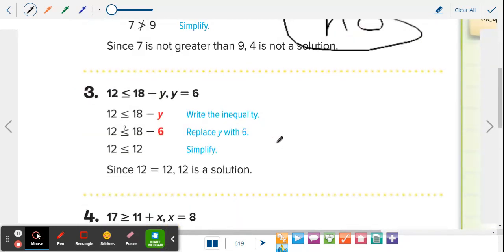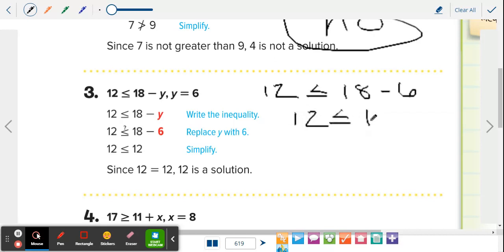Okay, next one. 12 is less than or equal to 18 minus y, where y equals 6. So we have 12 less than or equal to 18 minus 6. What is 18 minus 6? 12. Is this true? Yeah. Yes, because of the equal. So it's less than or equal to. Well, they are equal, so yes, it is a solution.